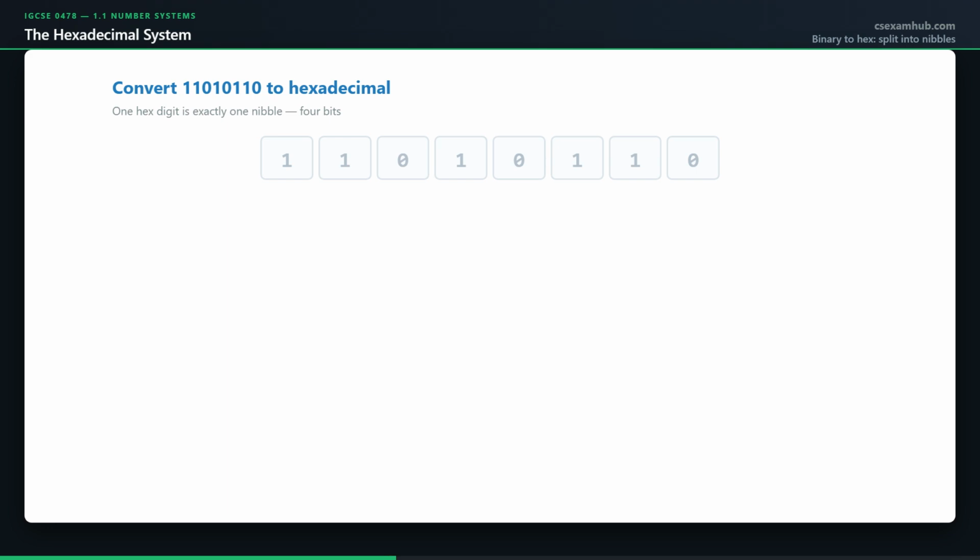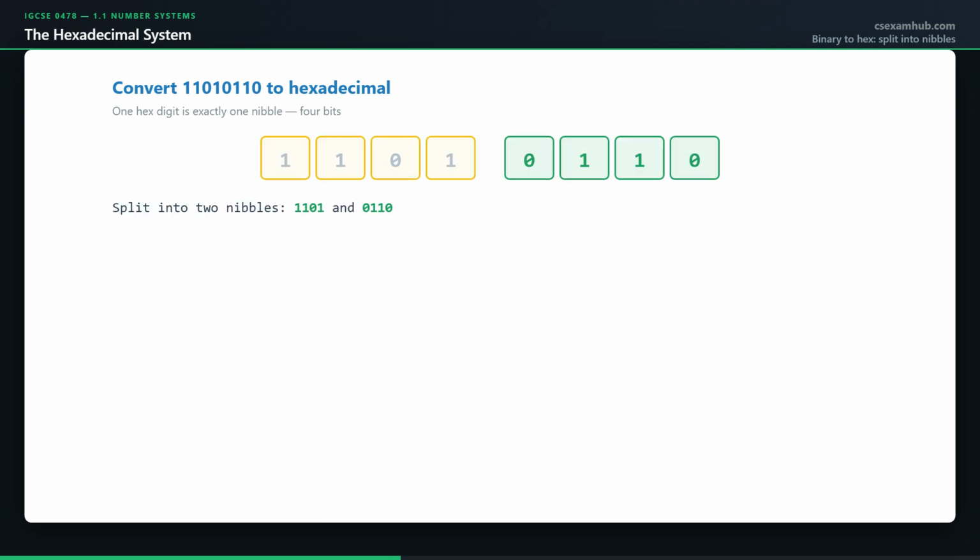11010110. The first move is always the same. Split the byte down the middle into 2 nibbles of 4 bits each. That gives us 1101 and 0110. Now convert each nibble on its own, using the place values 8, 4, 2, 1. First nibble, 1101. 8 is on, 4 is on, 2 is off, 1 is on. 8 plus 4 plus 1 is 13. 13 is not a single digit in denary, so we need a letter. 13 is D.